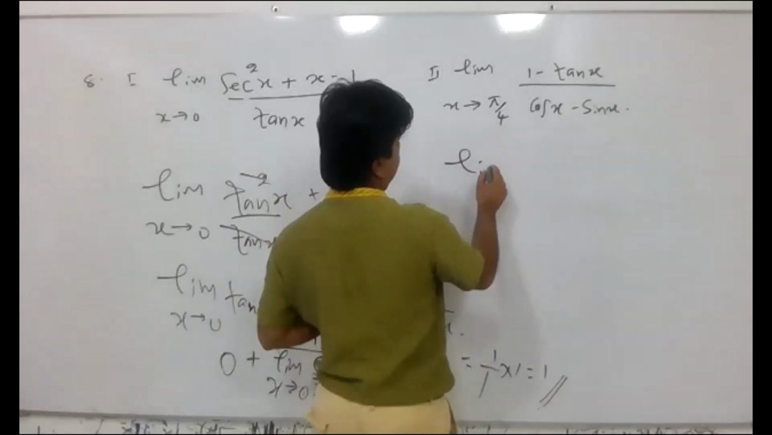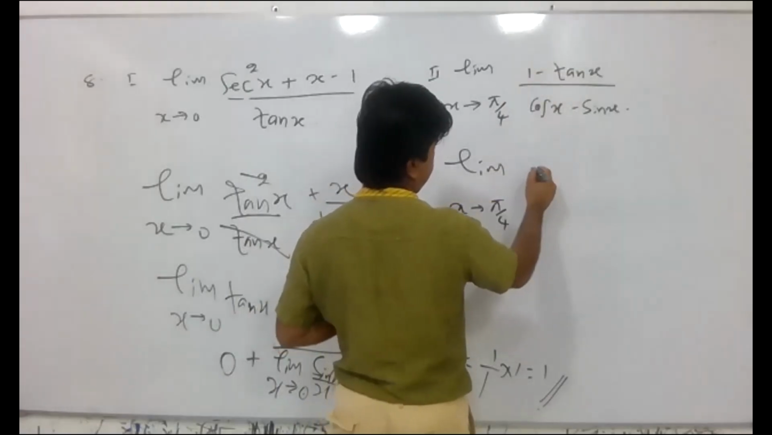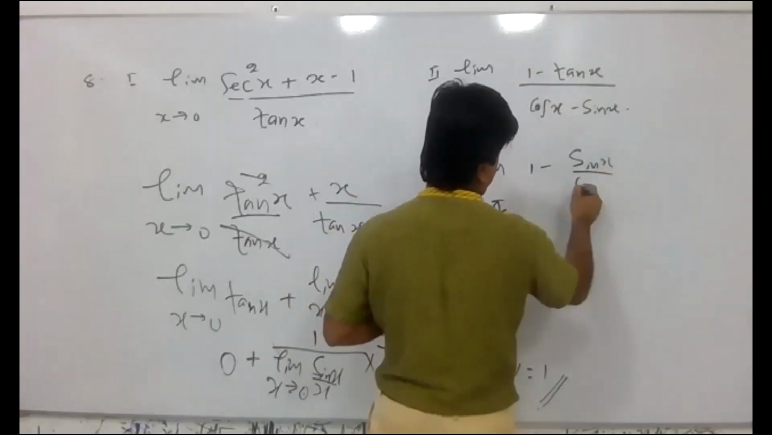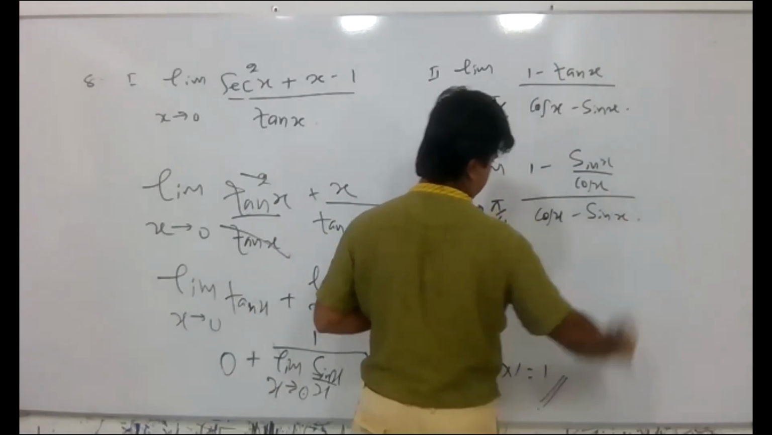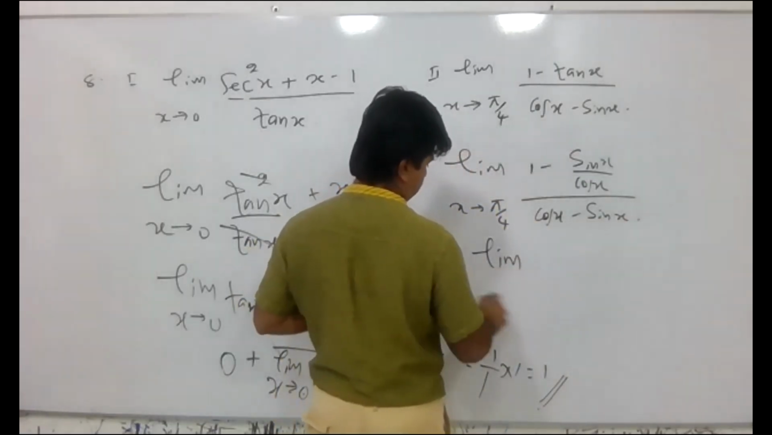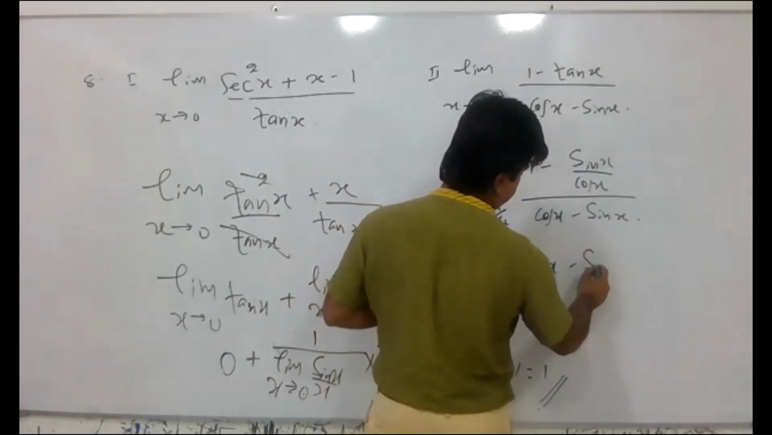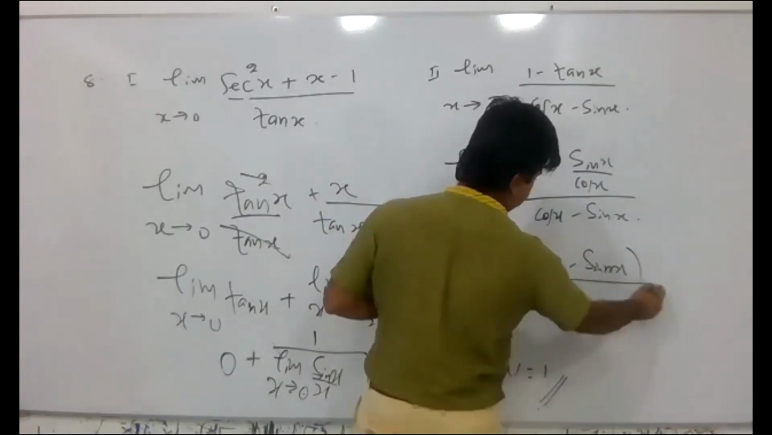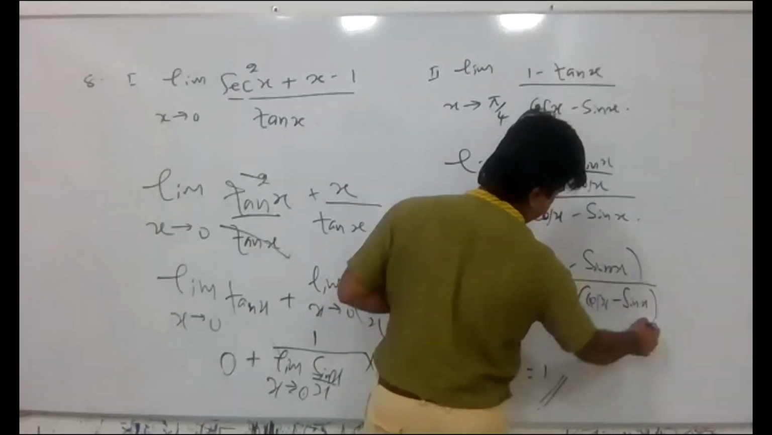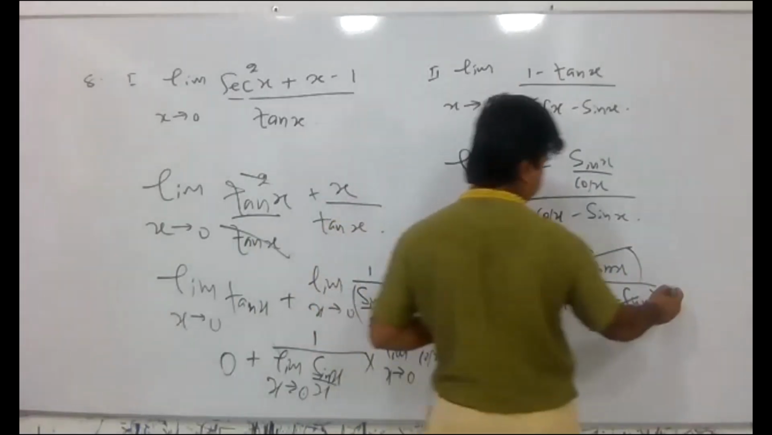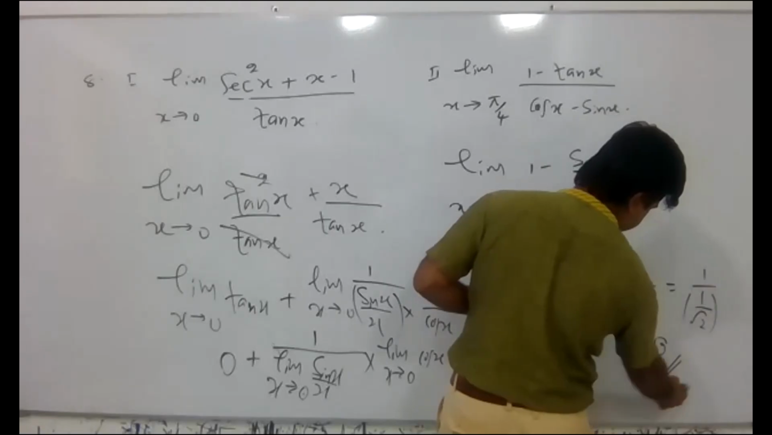You will be able to get this answer also very quickly because you can simplify 1 minus tan x. Here cos x minus sin x divided by cos x into cos x minus sin x. So these two cancel. Then substitute directly, 1 over root 2. The final answer will be root 2. Check your answer.